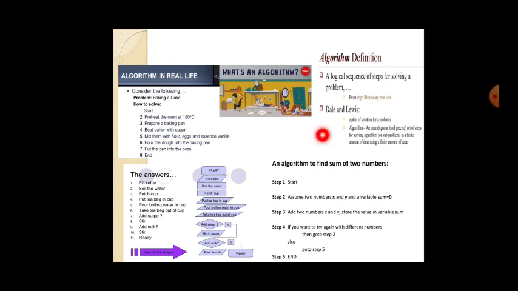Next, the algorithm in real life. What is the algorithm? A logical sequence of steps for solving a problem is nothing but the algorithm. There are some real life problems and some mathematical problems. First let us see the real life one. Consider the following problem: baking a cake. Many will have a problem with how to bake a cake. Before baking a cake, we need to follow some procedures. We first need to preheat the oven at 180 degrees.